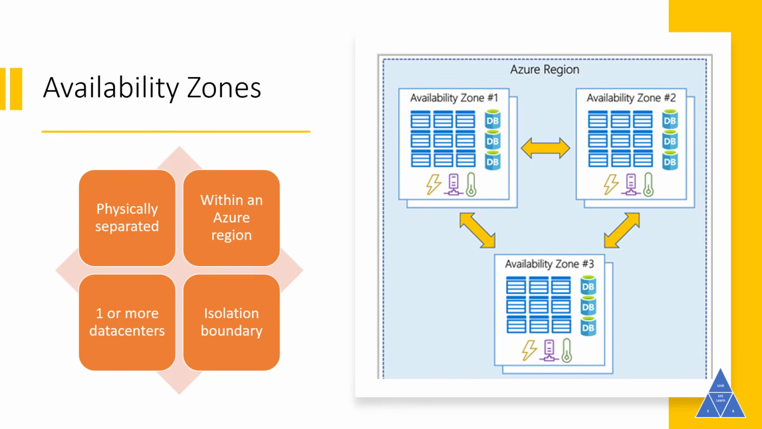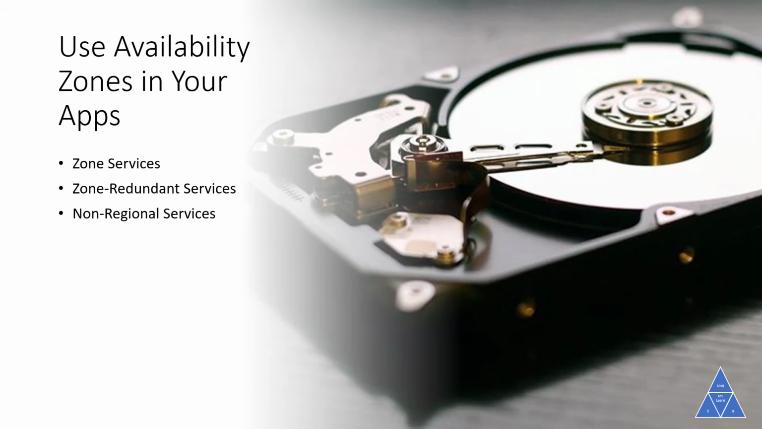Availability zones are physically separated data centers within each region. Each availability zone is made up of one or more data centers equipped with independent cooling, power, and networking. An availability zone is set up to be an isolation boundary. If one zone goes down, the other continues working. Availability zones are connected through high-speed private fiber optic networks.